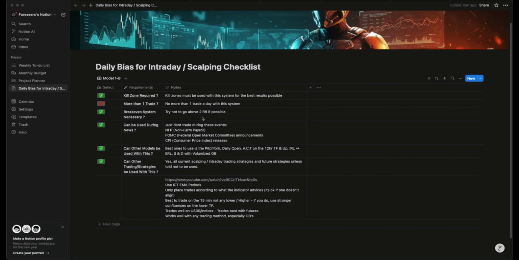Next is, try not to go above 2RR if possible. If possible, don't go above a 2 risk to reward, just because I've noticed that once it hits that 2RR, it doesn't really give you much more than that. Sometimes it can, but it's not worth the risk, to be honest. At least not with what I noticed when backtesting it.